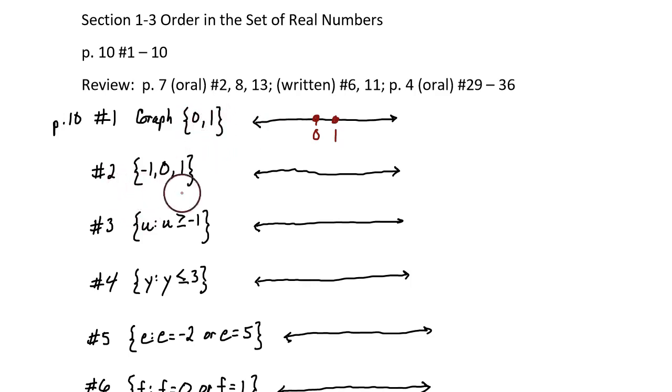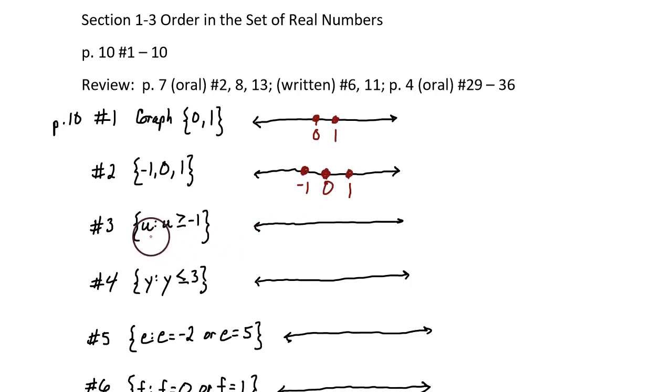Number 2 we can do in a similar fashion. Here's -1, here's 0, and here's +1. I want to have an equal amount of space between the marks for these numbers. And each of them gets a dot. It's the dot that is the actual graph of the numbers.